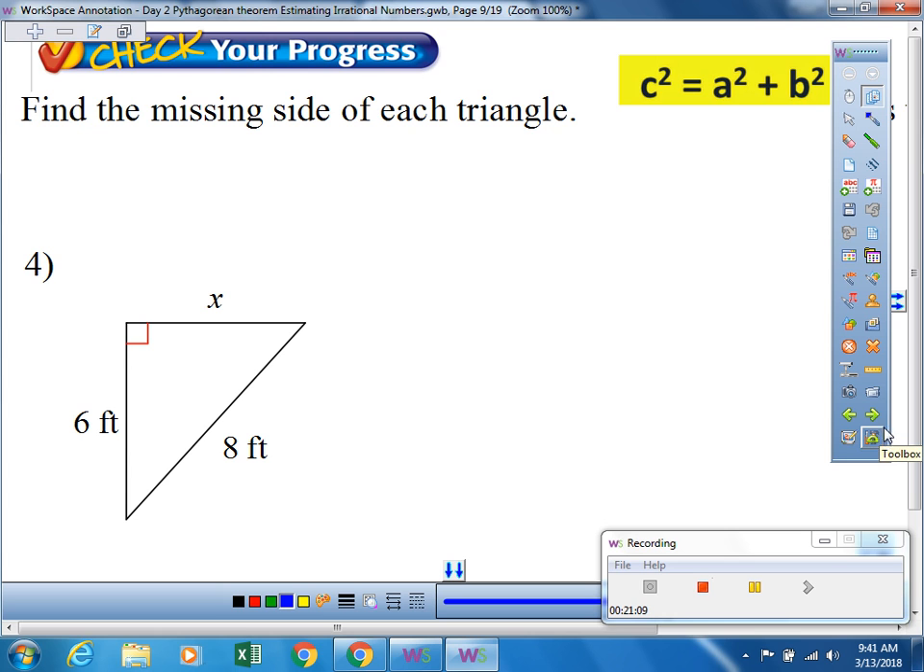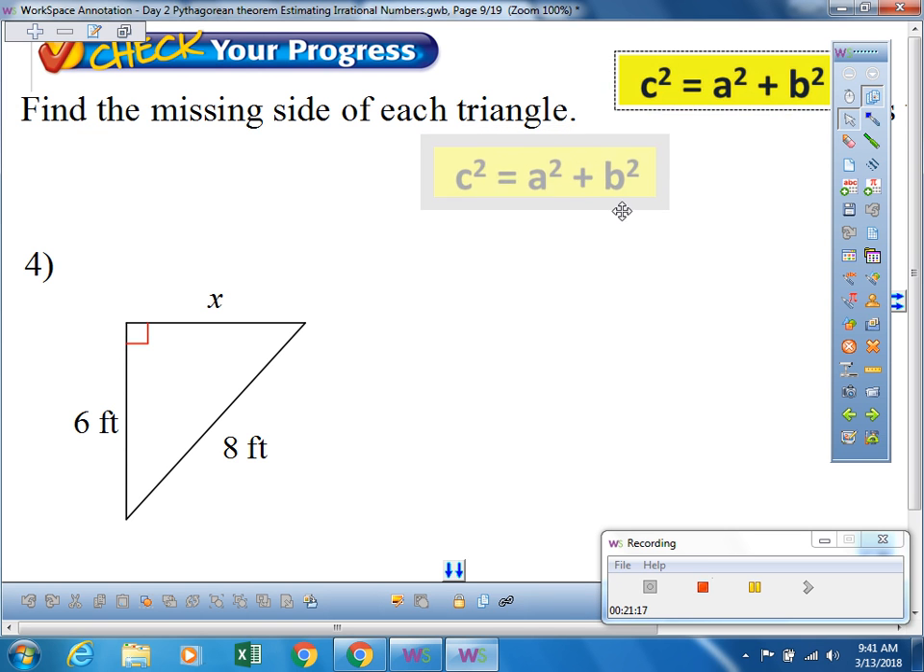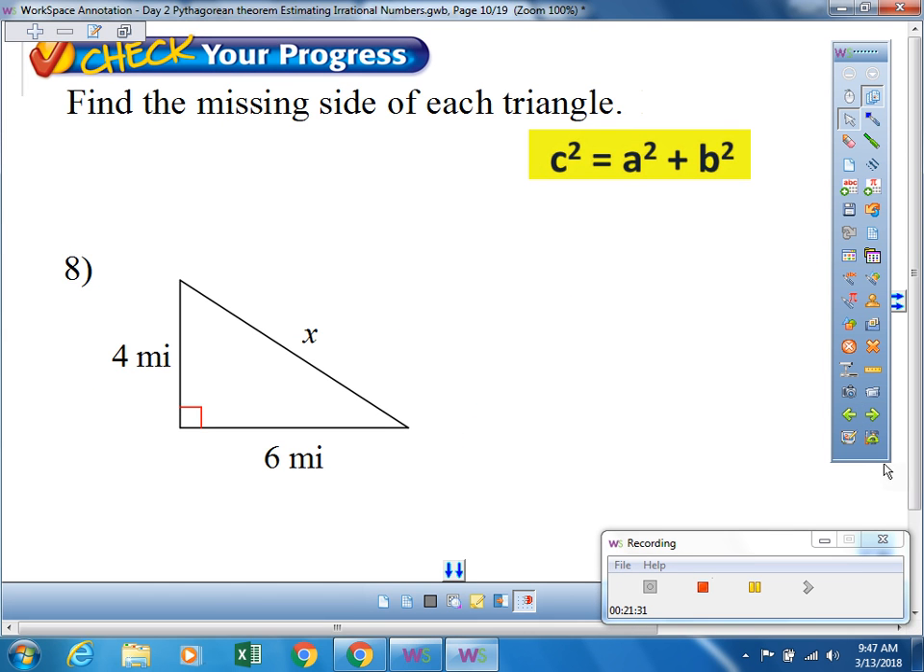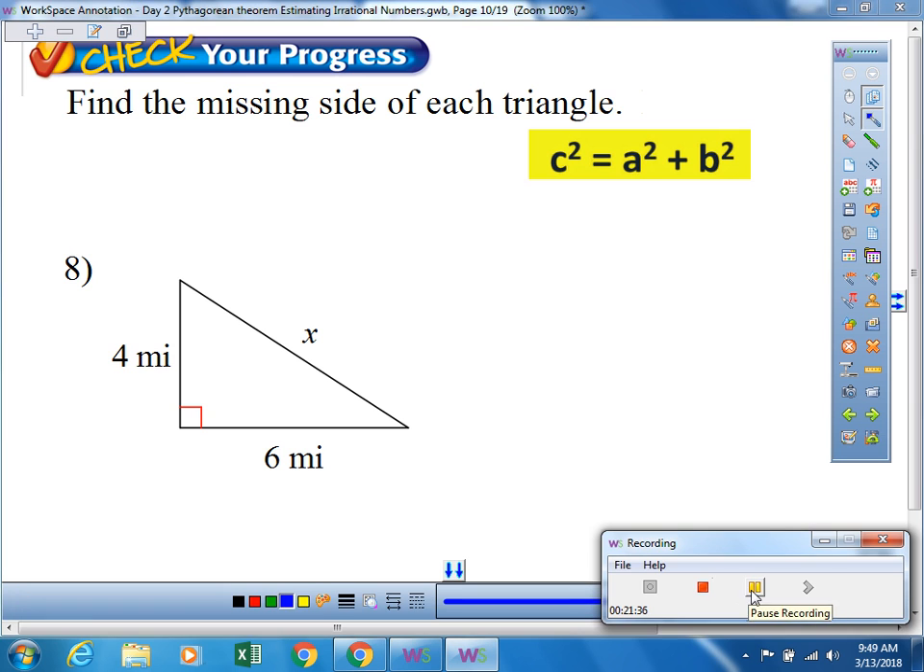All right, here's yours all by yourself. Go, the whole thing. Hold on, I forgot to press record, so it was, okay, there you go. What side is missing? What's this side right here? C. So let's go.